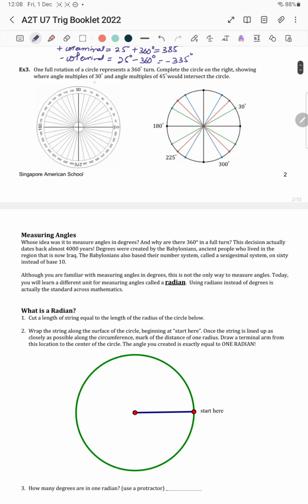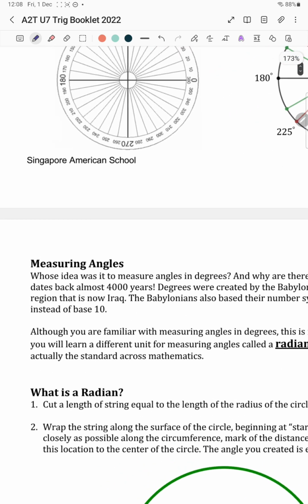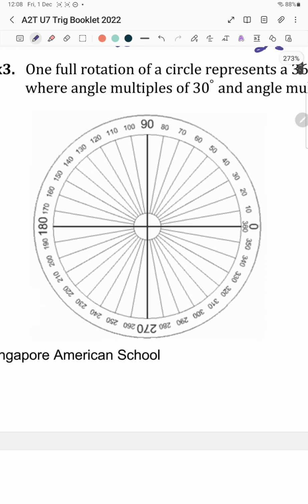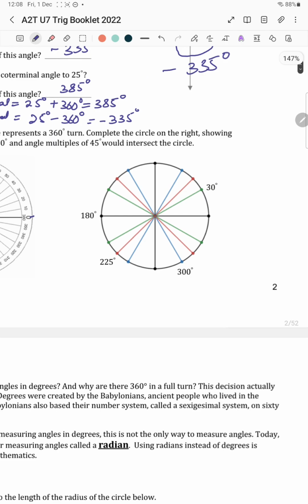One full rotation of a circle represents a 360-degree turn. We know there are 360 degrees in one full rotation of a circle. Complete the circle on the right, showing where the angle multiples of 30 degrees and angle multiples of 45 degrees would intersect the circle. So if this is a circle, it has 0, 90, 180, 270, and between 0 and 90 there are these numbers. So it is a total of 360 degrees on a circle.